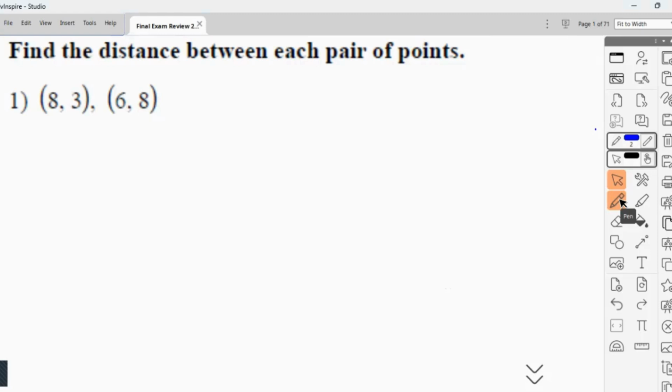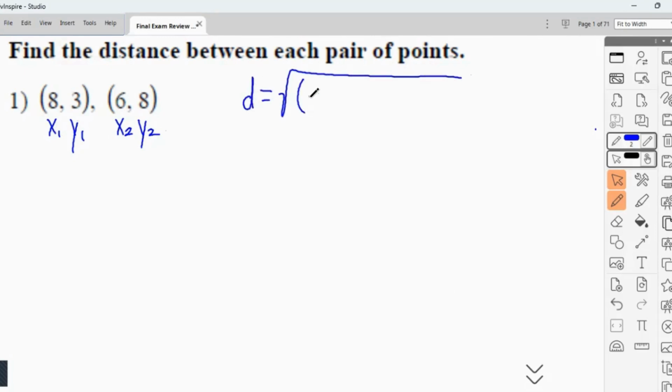Anyways, let's just go ahead and start looking at these one by one. First thing we're going to do is find the distance between the pair of points here. Going to go x1, y1, x2, y2. All right. So distance formula, what we always use or what we should remember, right? X2 minus x1 squared plus y2 minus y1 squared.